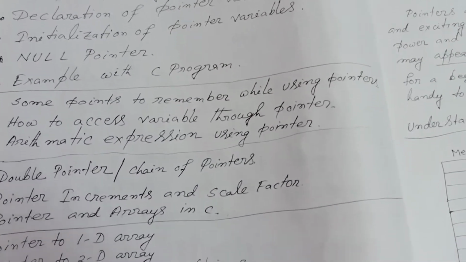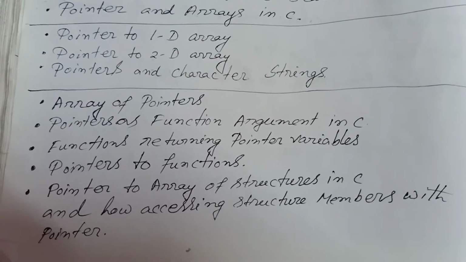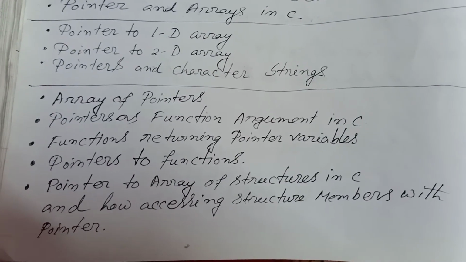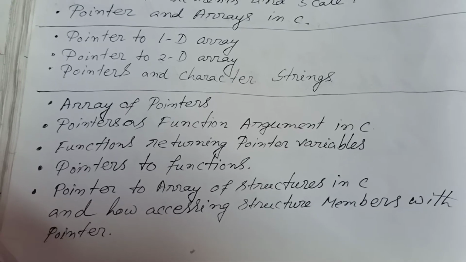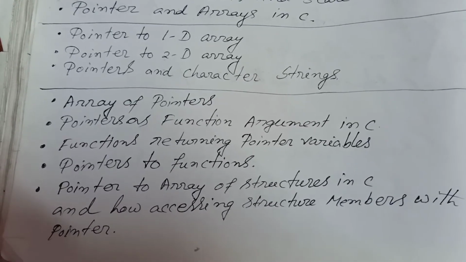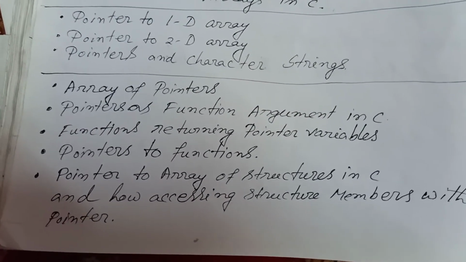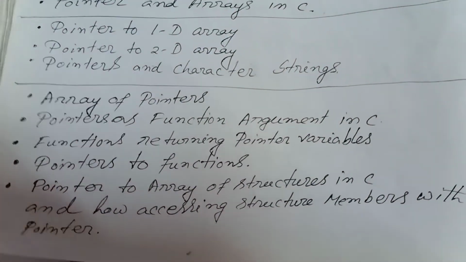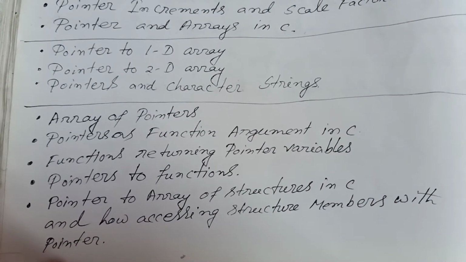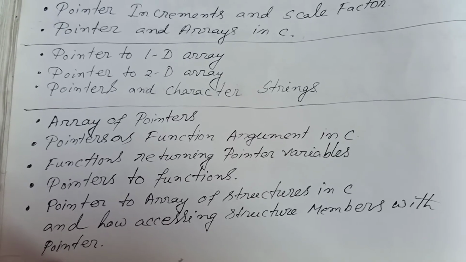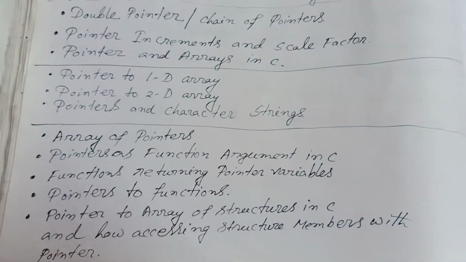Today is the last session of this chapter. Here we discuss array of pointers, pointers as function argument in C, functions returning pointer variables, pointers to functions, and pointers to array of structure in C, and how to access structure members with pointers. So these are the points to be discussed in this last but not least video session of the chapter pointers. Okay, so let's start with array of pointers.